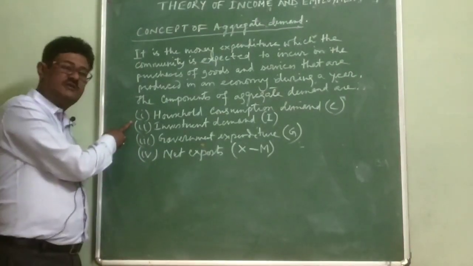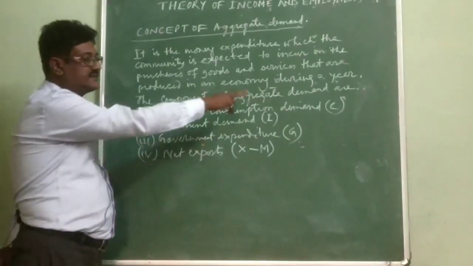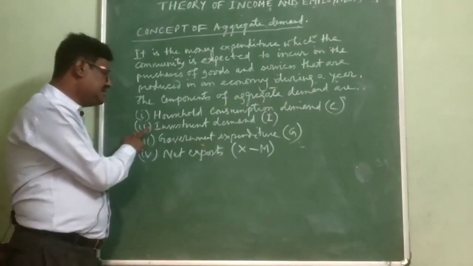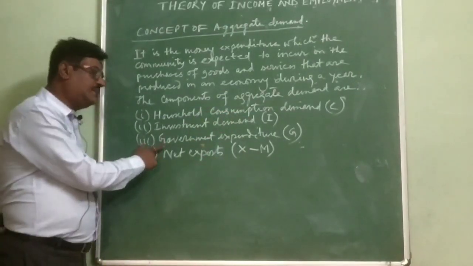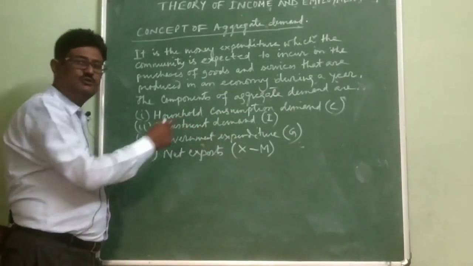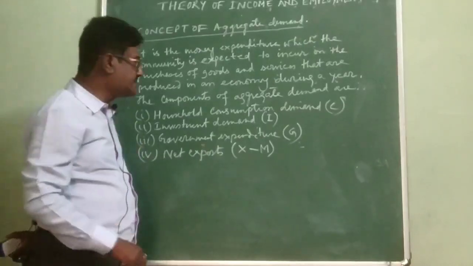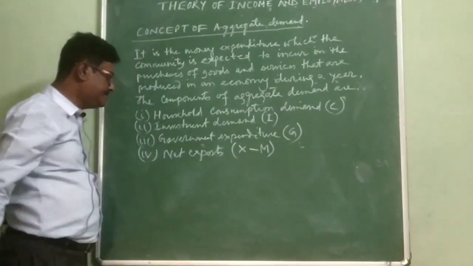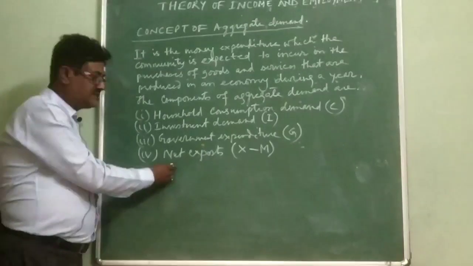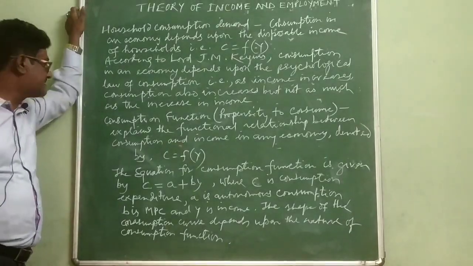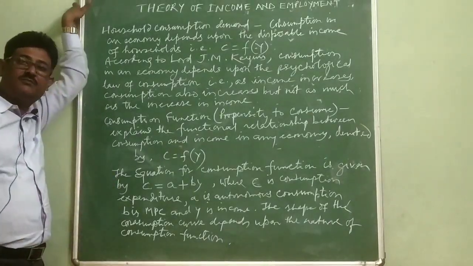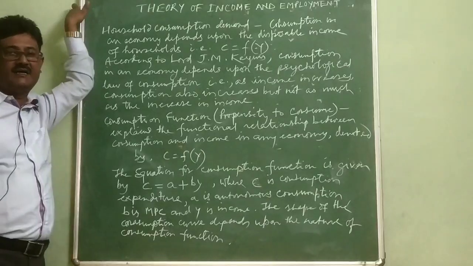Now there are four components of aggregate demand as we observe here. Number one is household consumption demand represented by C, investment demand represented by I, government expenditure or you can say government demand for goods and services denoted by G, and net exports which is equal to the difference between export and import. Let us discuss the various components of aggregate demand.